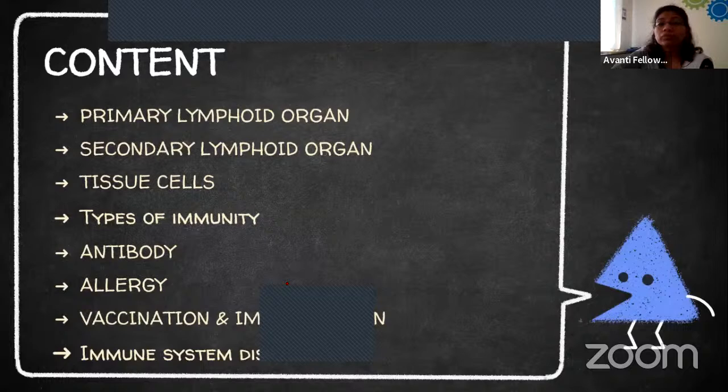Then there is the type of immunity. Our body does not always have a single kind of defense mechanism. Like in our country, we have several forces working as defense forces. We have the military, and in the military we have the air force, the land force, and the navy, the water force. Similarly, our immunity also has different types. Then antibody, allergy, vaccination and immunization, and the last is immune system disease.